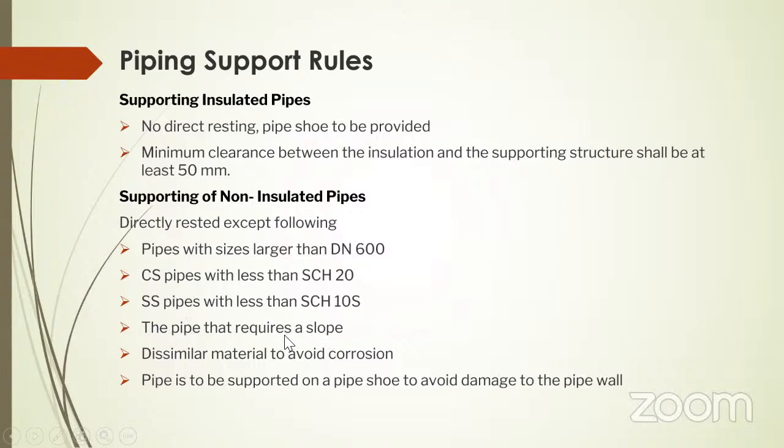And then the pipe that requires a slope. If the pipe requires a slope, if it is a flare line or a drain line, then in the piping support itself, the height of the support will vary towards the flow, and then we have to provide the slope.